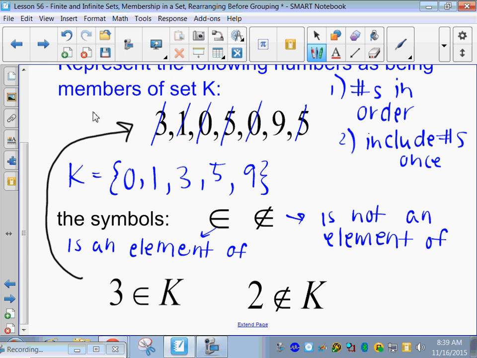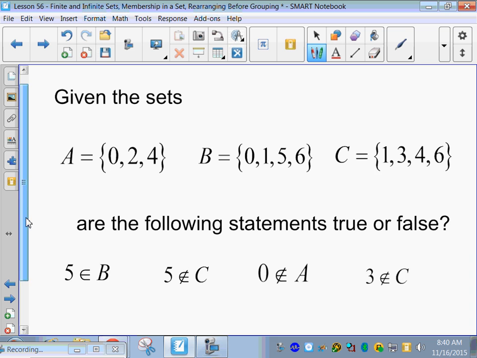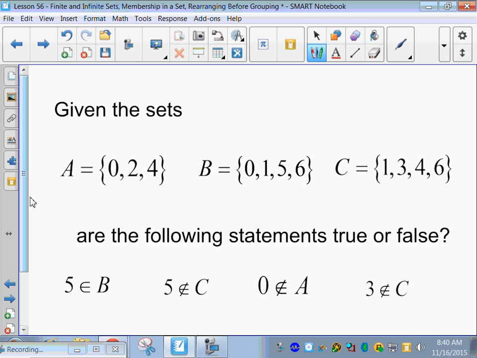So 3 is in there, and 2 is not in there, is what those mean. All right, so let's try. Given the sets, so we have these sets A, B, and C. We want to figure out if the following statements are true or false. So what I want to do with you guys, we're going to go through.